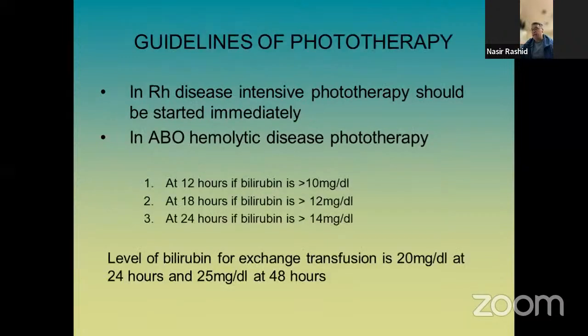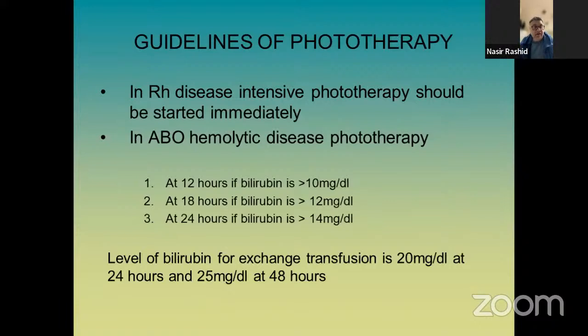So, the guidelines for phototherapy, and we are still talking about the old guidelines. We haven't touched on the newer ones. If you're suspecting RH incompatibility, start the phototherapy right away. Don't even bother checking. As you're waiting for the serum bilirubin result to come back, start the phototherapy if it is RH incompatibility and the infant is born in your newborn intensive care unit. And in ABO incompatibility, they have different levels. At 12 hours, if the level is greater than 10. At 18 hours, if it is greater than 12, and at 24 hours, if it is greater than 14.